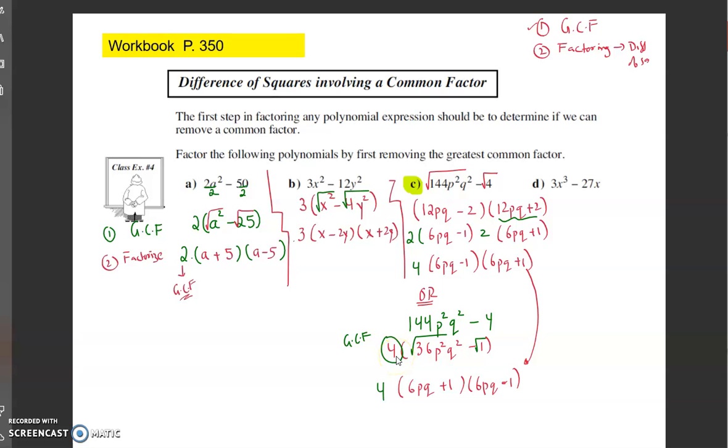Second, if you don't notice, sometimes you may forget and think, I'm just going to stop right here, and then you would be wrong. So it makes sense to always do your GCF first.